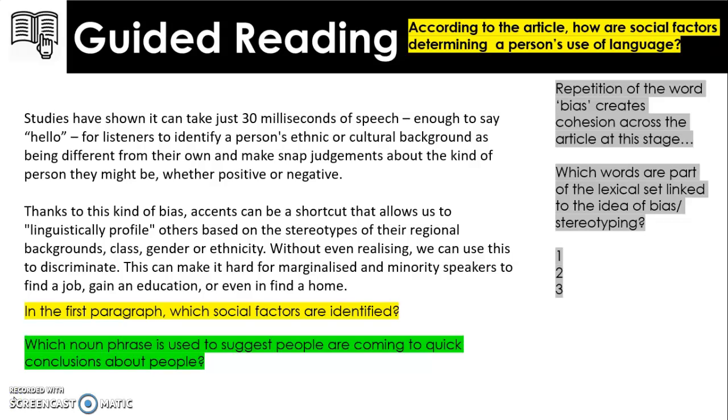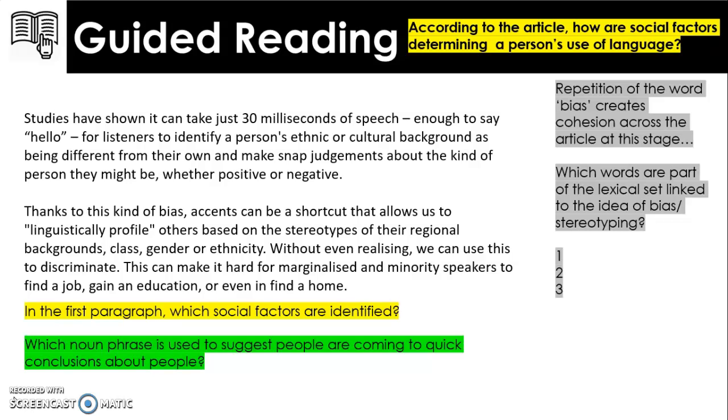Okay, I hope you had a good go at that. So which social factors are identified? Ethnicity, so a person's ethnic and cultural background are being identified in paragraph 1. Paragraph 2 does pick up on class, gender, regional backgrounds. So actually it's reminding us of the complexity of this issue. Okay, there are many different social factors that can impact on a person's use of language. Okay, so which noun phrase is used to suggest people are coming to quick conclusions?